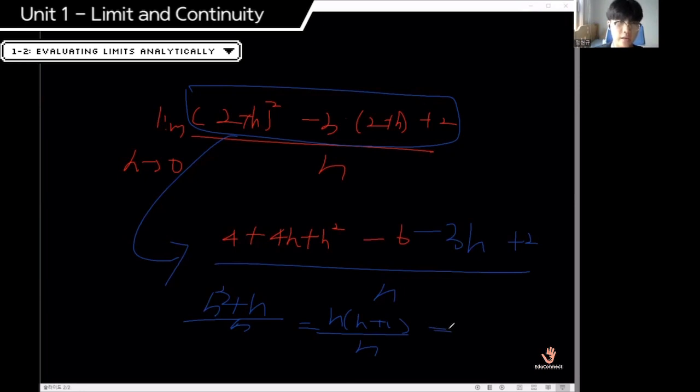And remember, the h is what was causing our problem. So we have the limit as h approaches 0 of h plus 1. Now we can use direct substitution, plug in the 0 for h, and we're left with 1. The limit as h approaches 0 of our original function is equal to 1.